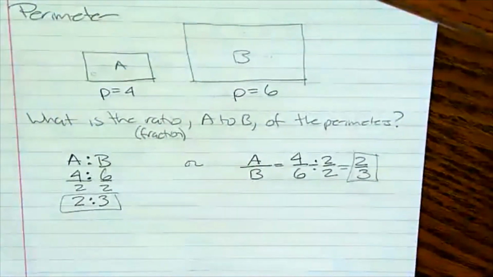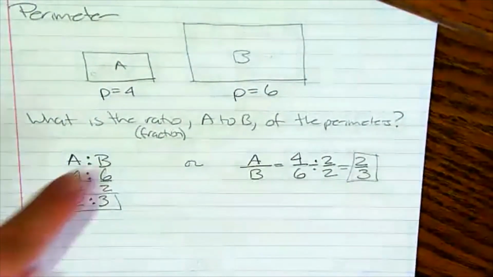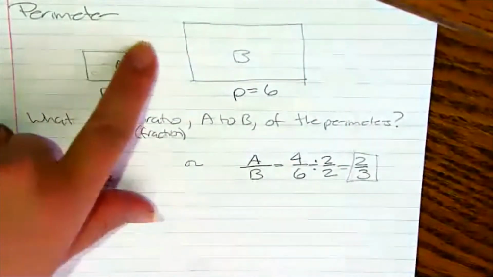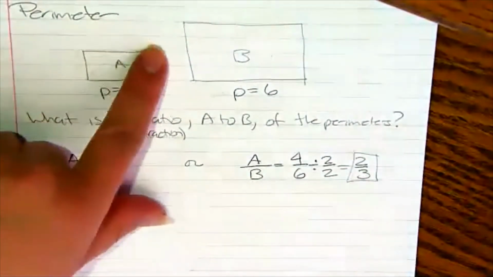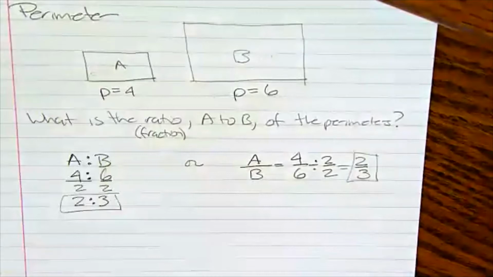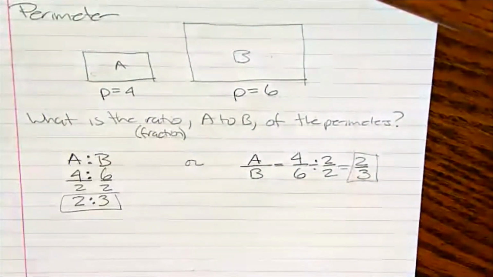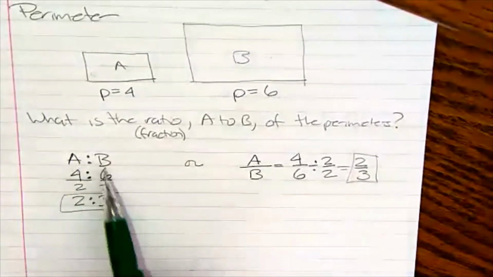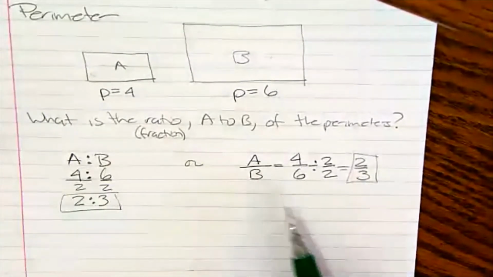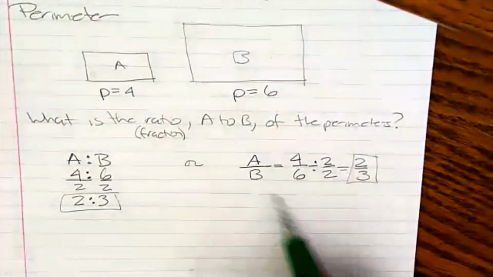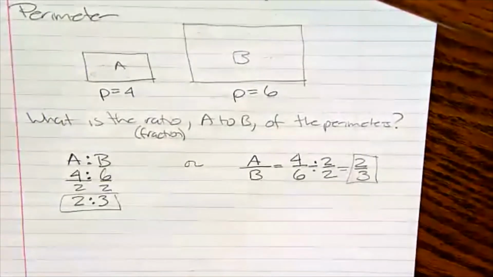So when we're talking about perimeters, perimeters are linear. It's the outside of a figure. And a ratio is a simple fraction. So that's how we find the ratio of perimeters. We can set it up like this, or we can set it up as a fraction. In my opinion, setting it up as a fraction is easier.